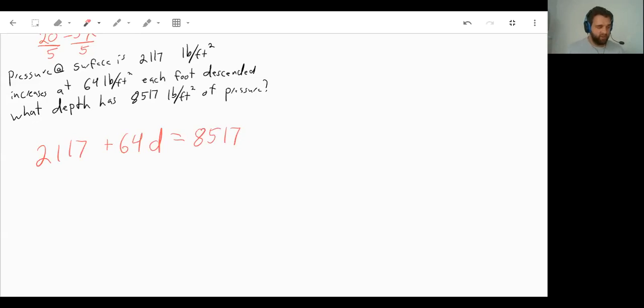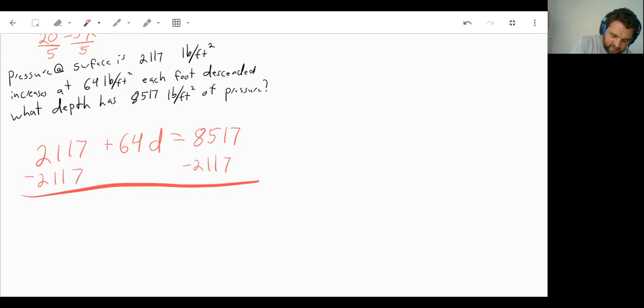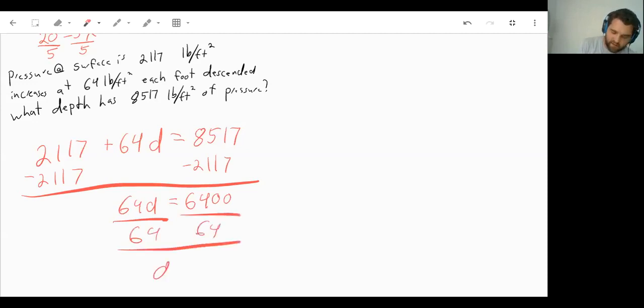So our first step is we would have to subtract that 2,117 from each side, which would leave us 64d on this side and 6,400 on this side. Now we can divide both sides by 64 to find out what d equals, and in this case, d equals 100. So 100 feet below the surface, we would have that much pressure on the scuba diver.